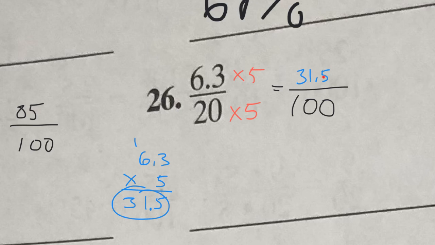Now that's kind of unusual. We have 31.5 over 100, but remember, you just follow the laws. It's going to be 31.5%.